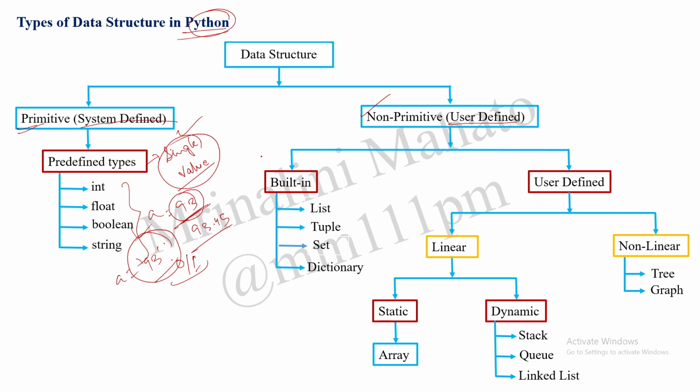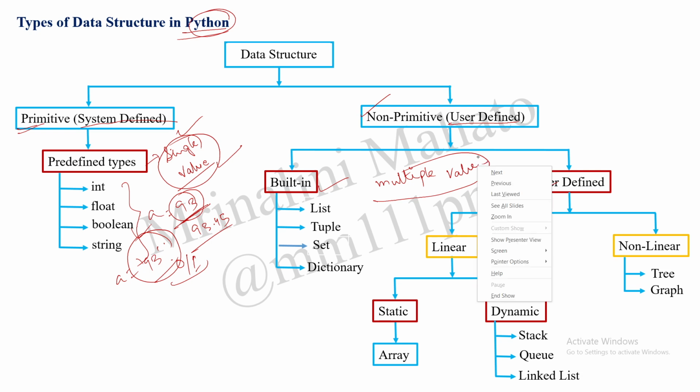Now come to the non-primitive. Non-primitive has two types, built-in and user-defined. Both store more than one value, meaning multiple values. How will you identify? Whenever predefined or primitive is given, simply tell that primitive stores a single value, and non-primitive stores multiple values.